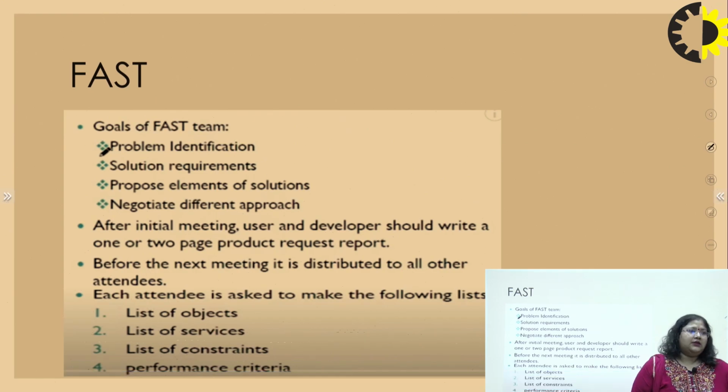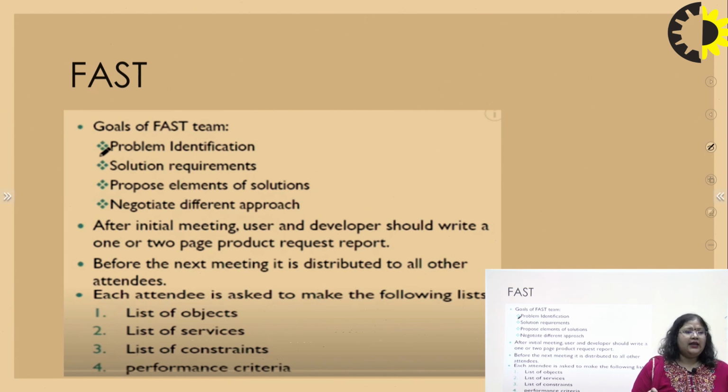The goals of FAST. So the basic goals of FAST are problem identification. We have to find the problems and identify the requirements. And for each and every requirement or element we have to propose and negotiate each approach, so we find the best possible solution. After the initial meeting between the user and the developer, we produce a concluding report that shows what we want or what we do. So these are the complete rules we have to discuss in this defined meeting.